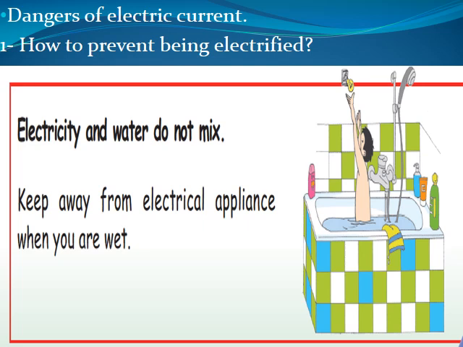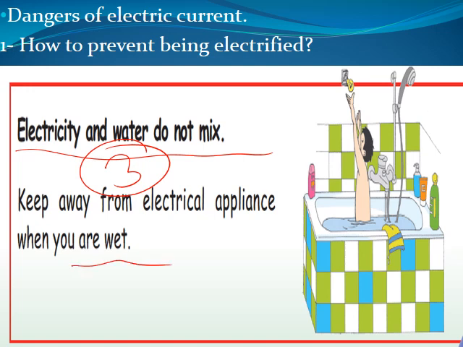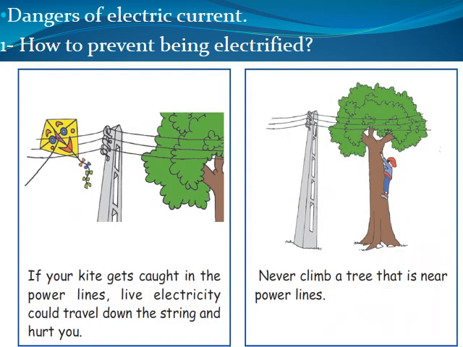Rule number three: electricity and water do not mix. So you have to keep away from electric appliances when you are wet. You should not use any electric appliances when you are wet. This is an important rule you have to follow.